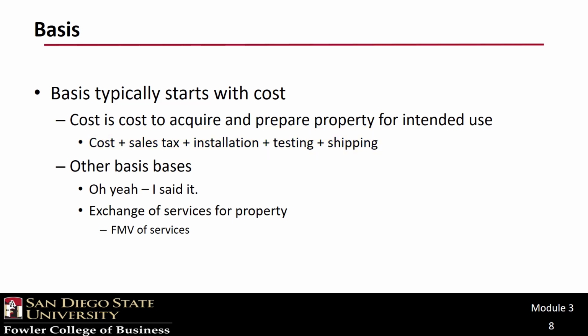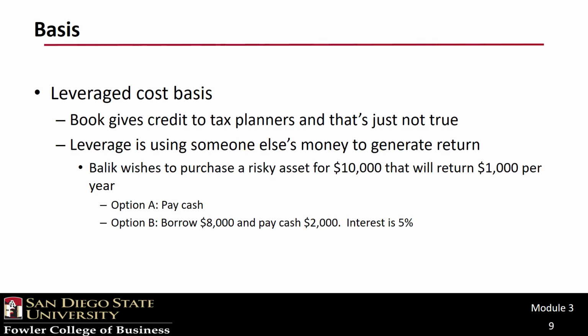There are other bases for basis. Oh yeah, there are other bases for basis. For example, basis equals fair market value if the property is acquired through an exchange for goods or services. Borrowing money does not change how basis is derived. The tax law does not distinguish between property acquired solely for cash and property acquired with cash obtained through debt.